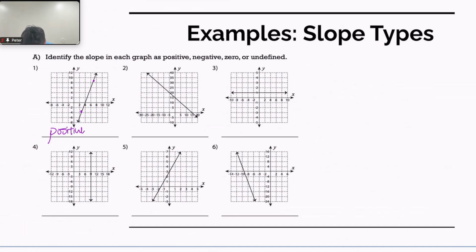And in this case, the left point is higher than the right point. This will be negative because the slope is decreasing down. The positive is uprising. In the negative, it's decreasing. A horizontal line will be a zero slope. In this case, it's a vertical line, so this will be undefined.